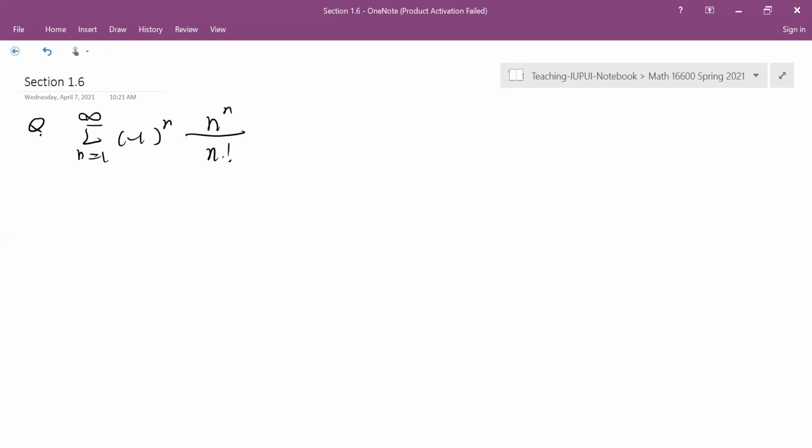For example, turn this upside down, right? n factorial on the top, n to the nth power in the denominator, for example. Okay, so we can also look at this one later. This is an alternating series. It does not mean you have to use the alternating series test to prove it's convergent. Maybe it's divergent.